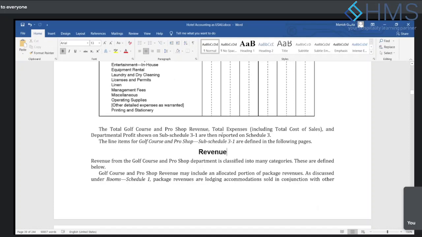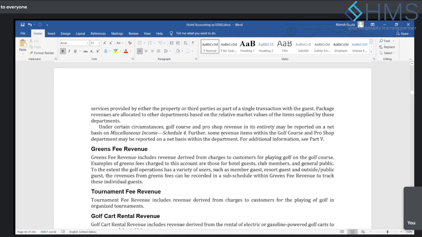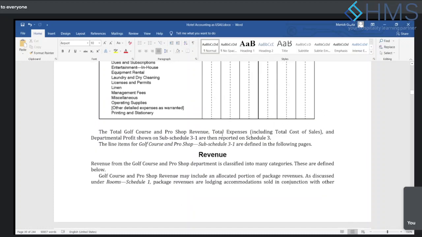So you will have the golf course. Usually in the book we have discussed the golf course separately. Many hotels don't have a golf course, so it's not going to be applicable. But most of the hotels have a health club, a spa, and a transportation service. Some business hotels have car parking service, which is running profitably.